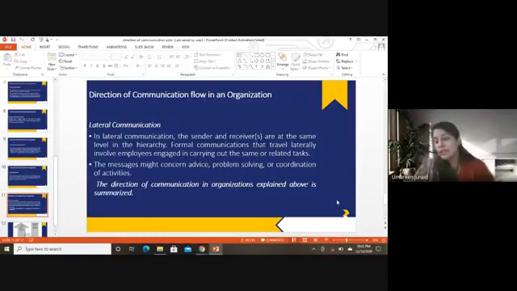Yes, because if people of one department discuss matters of the same department in another, or you can say people of one office discuss things with another office, and the departments are different, but they are at the same level, that means they are having lateral communication, and their tasks would be related. More or less, their tasks would be related. The messages might concern advice, problem solving, or coordination of activities.